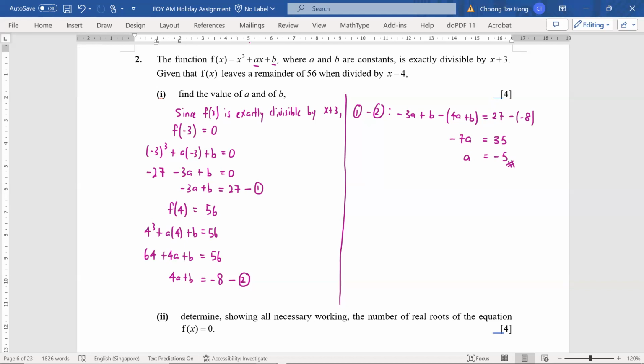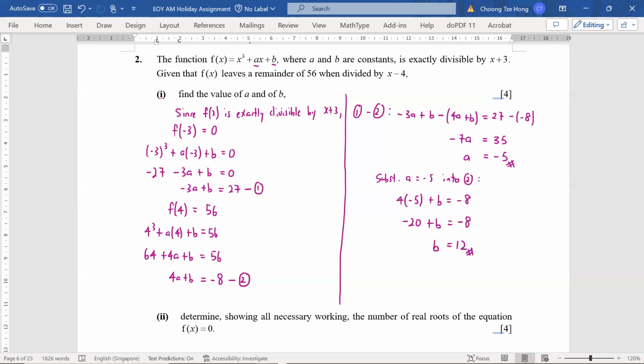Okay, so all we need to do is substitute a equals negative 5 into an equation, maybe let's do equation 2, because the numbers are smaller in equation 2. So 4 times minus 5 plus b equals negative 8. So you have negative 20 plus b equals negative 8. So b should be equal to 12. Okay, so just like this, we have solved for a and b.